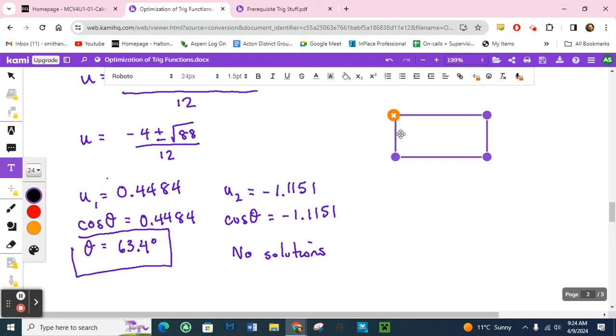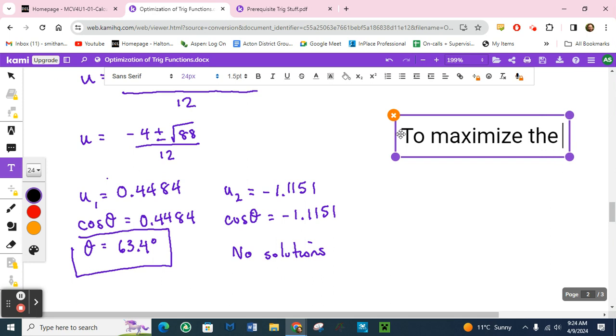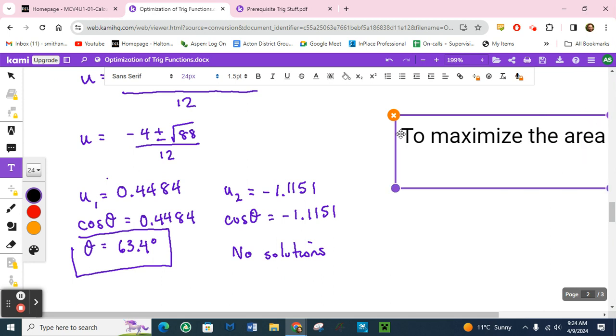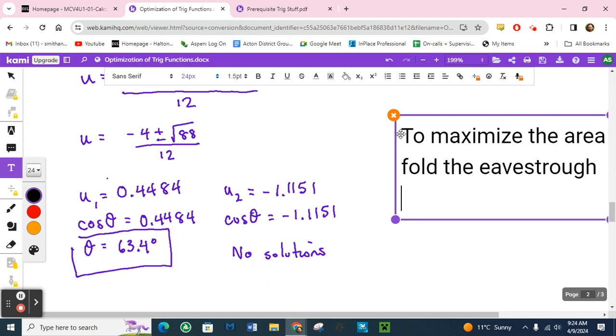You know what? It was a lot of work, but we're not in grade 11 workplace right now. We're in calculus. If you think that's bad, wait till first year calculus. Fold the eaves trough at 63.4, and I'm too lazy to find the degree symbol here, so I'm just going to type out degrees. There you go.